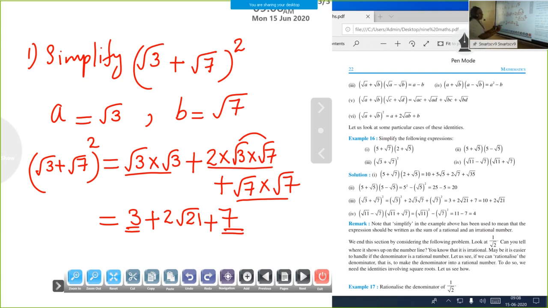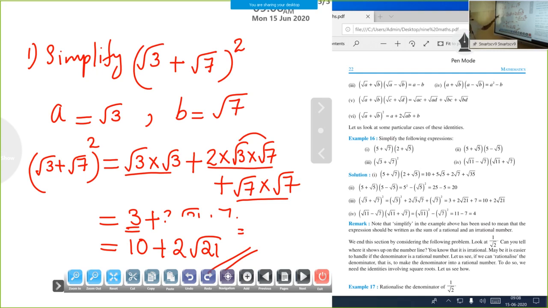3 plus 7. What is the value of 3 plus 7? Is 10 plus 2 root 21. This way you write the answer. 10 plus 2 root 21. This is our final answer.